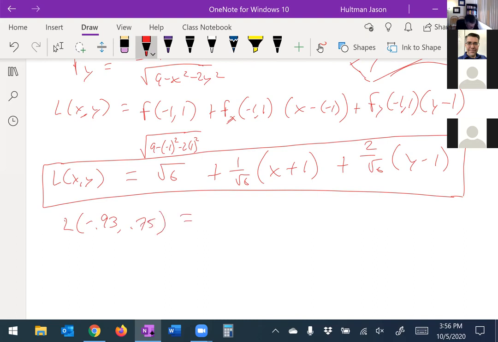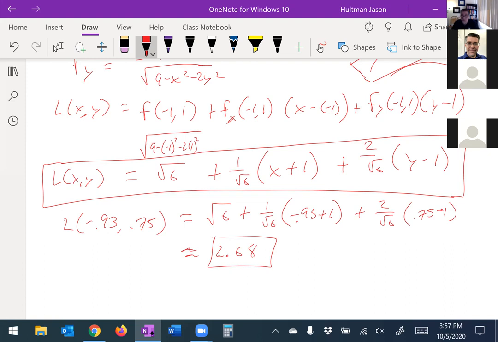And so we're just going to plug this in. So this is going to be radical 6 plus 1 over radical 6 times negative 0.93 plus 1, plus 2 over radical 6 times 0.75 minus 1. If I plug that all into a calculator, I should get approximately 2.68. So that's number 12.